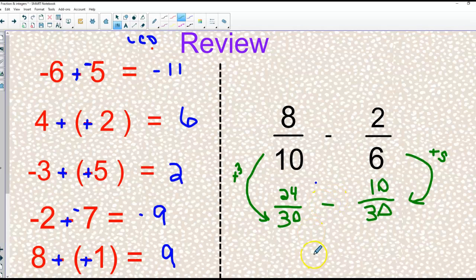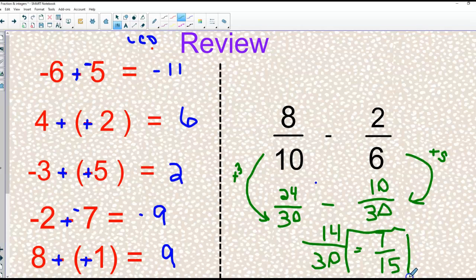So when we subtract, your bottom number stays, the denominator does not change, and we subtract the numerators. 24 minus 10 is 14. It's not improper, but I can reduce it because it's even. So if we divide by 2, we get 7/15 as our answer. And that's as low as it can go.